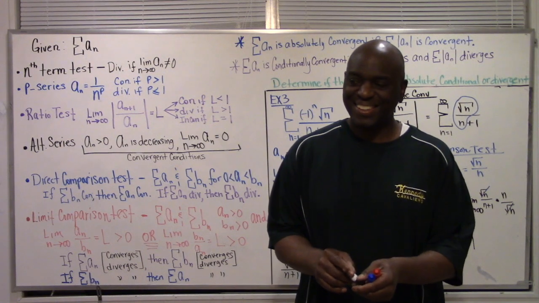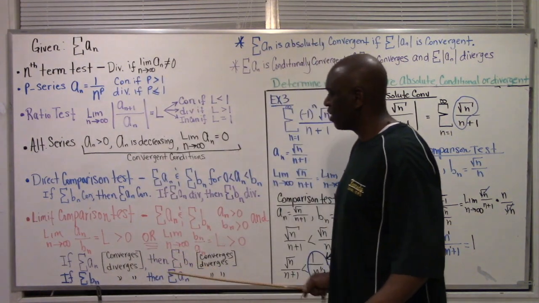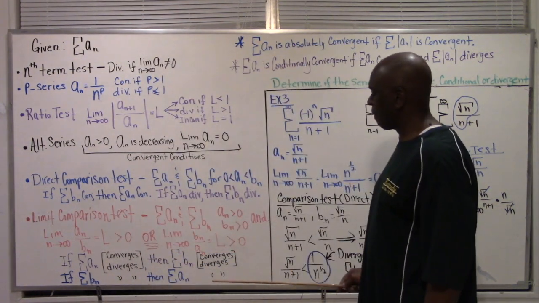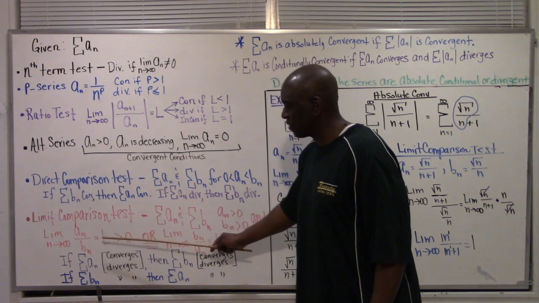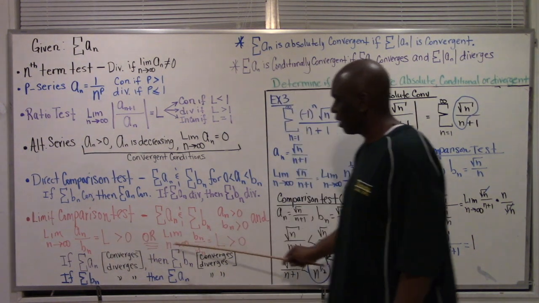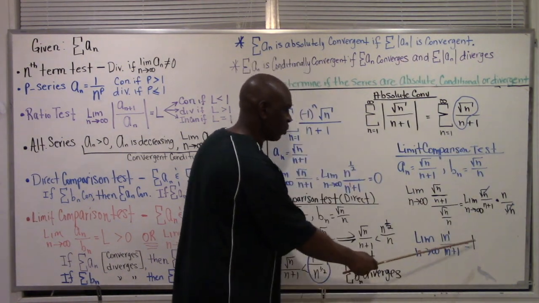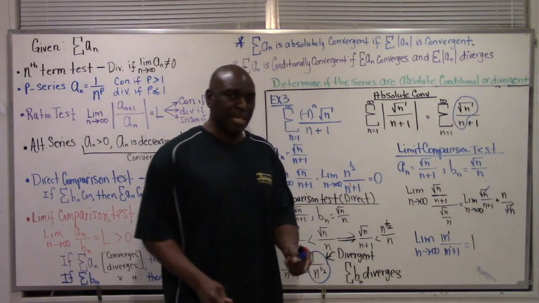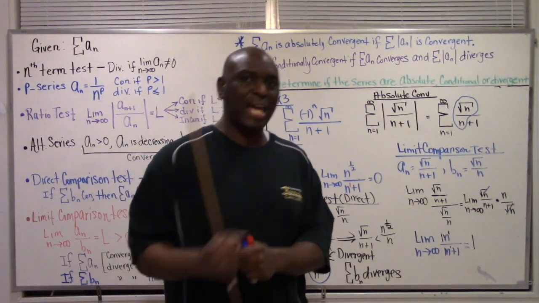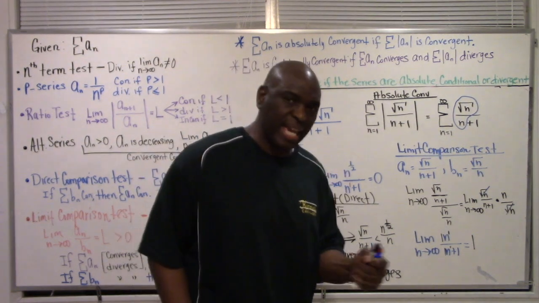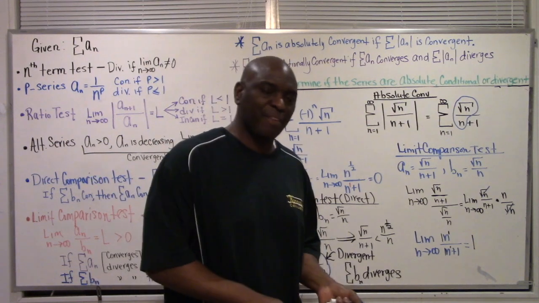Uh-oh! Let's check it out. I think we might have something here. The limit comparison test says, if the limit is greater than 0, and our limit was greater than 0, it was 1, that means whatever b sub n is doing, that's what a sub n is doing. Or whatever a sub n is doing, that's what b sub n is going to do. If one converges, then the other converges. If one diverges, then the other diverges.